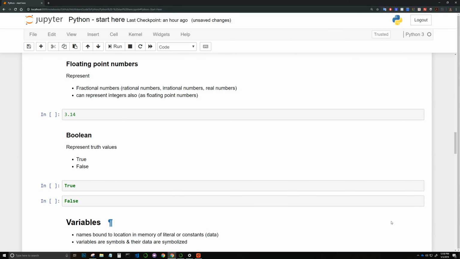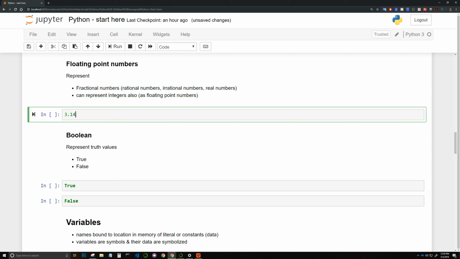Other ways that numbers are represented are floating point numbers. Floating point numbers represent those numbers that aren't just whole numbers, so they have fractions. Types of fractions can be rational numbers, so they're ratios of numbers, and irrational numbers, which are non-terminating, non-repeating numbers. So 3.14 is a representation of pi, which is an irrational number, and the values after the decimal place keep going. So this is a floating point number that covers all of those types.